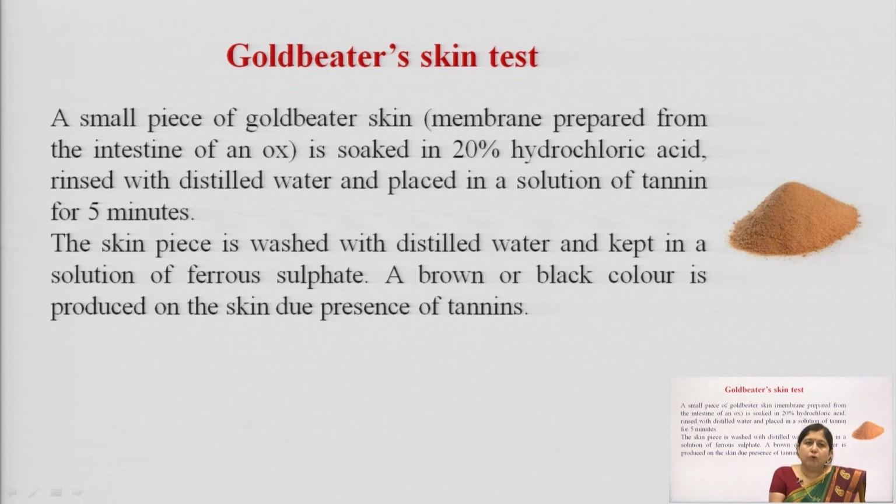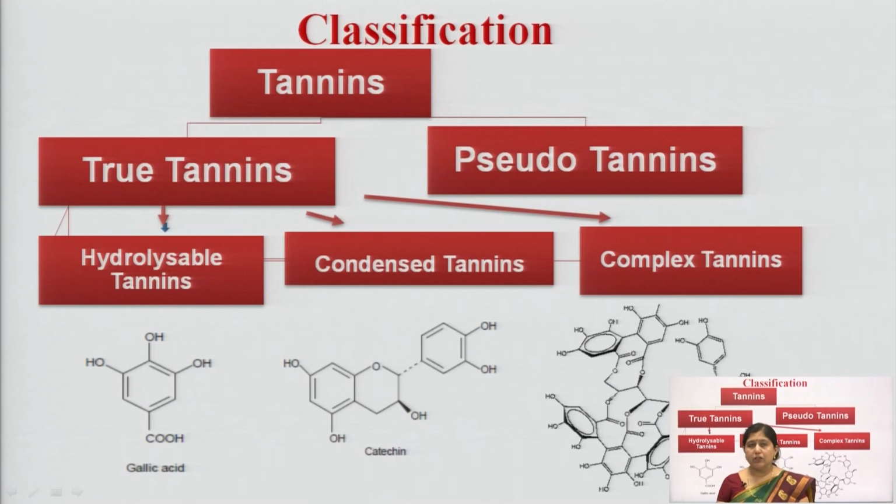After that, it is removed, washed again with distilled water and kept in a ferrous sulphate solution. As soon as we add the ferrous sulphate solution, the tannins present on the skin have precipitated, and the FeSO4 will give us a blue or black color showing the presence of the tannins. So, this is one test which tells us whether the tannins are reacting with the animal protein or not.